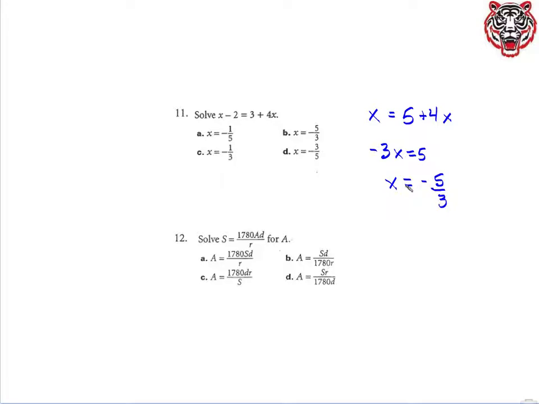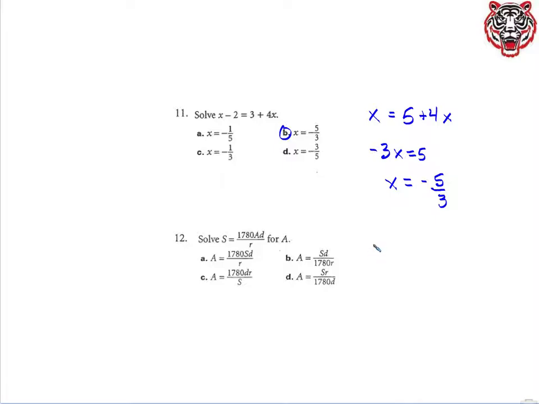How did I get that right? I don't know how I got it. Good luck. All right, number 12. I'm solving for a. Oh, I didn't even answer this page. I just guessed.